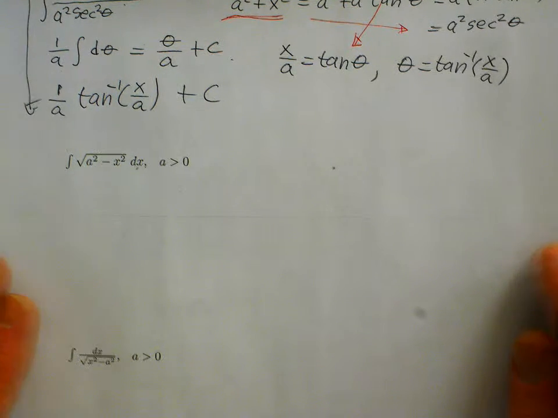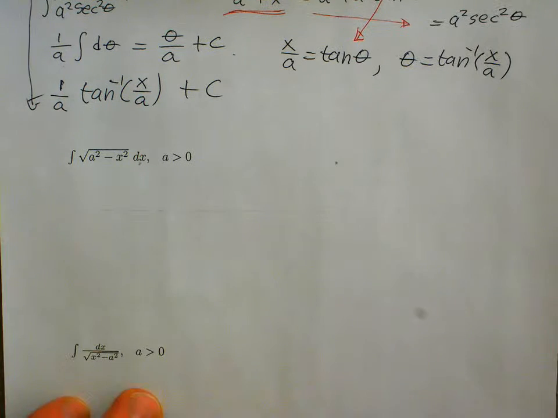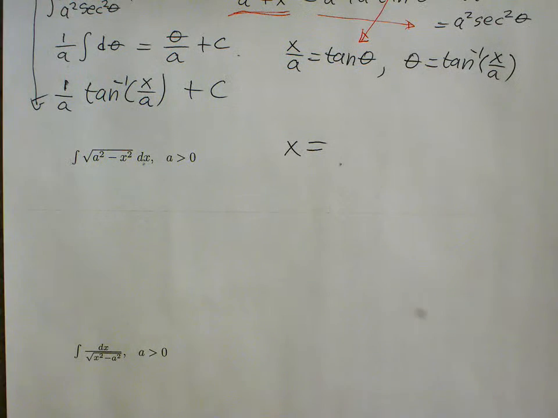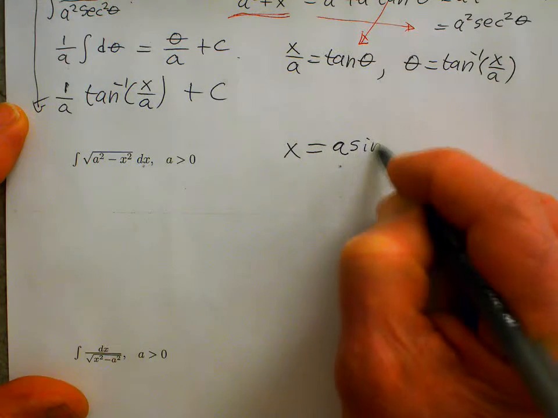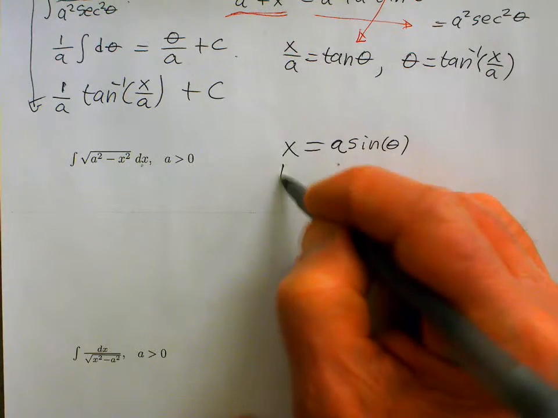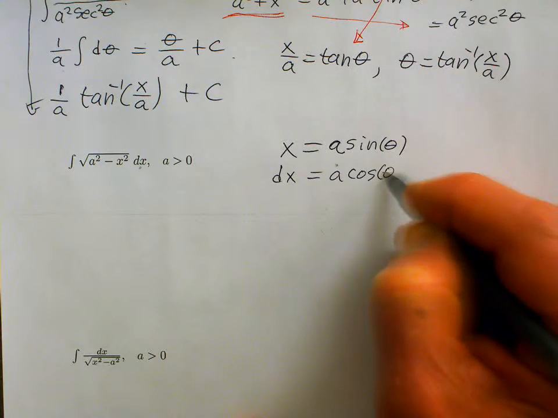Okay, for the next one, we have the indefinite integral of the square root of a squared minus x squared dx. So which trig substitution should we use this time? So I'll do half of it. X equals something. You do the other half. A sine of theta. Yeah, sine of theta. Or, sorry, a times. Yeah, you said a times sine of theta. A times sine of theta. So dx is a times cosine of theta d theta.